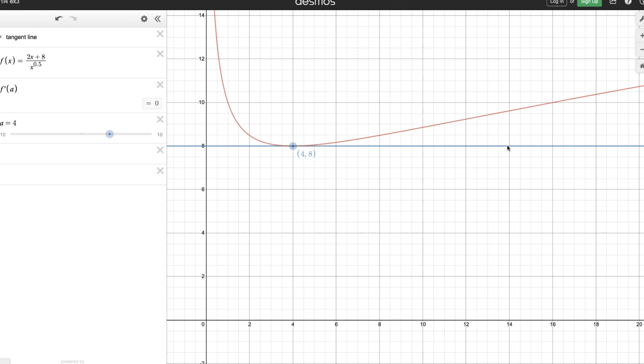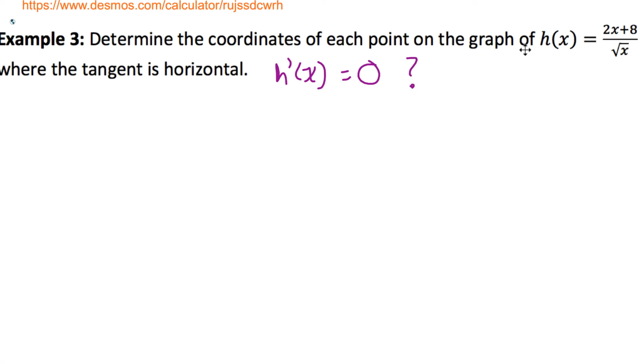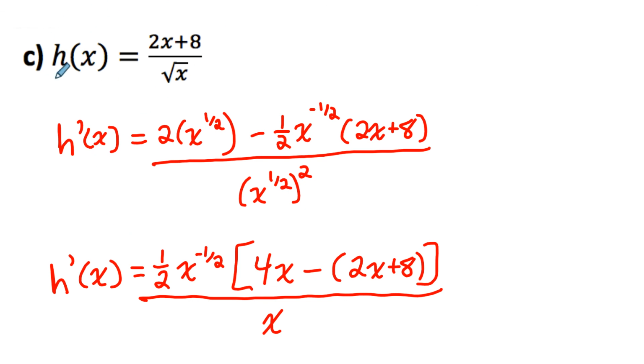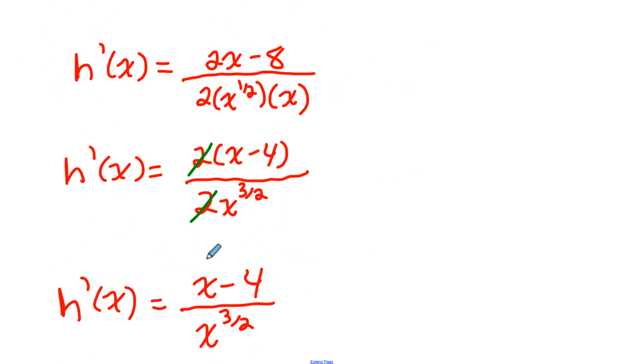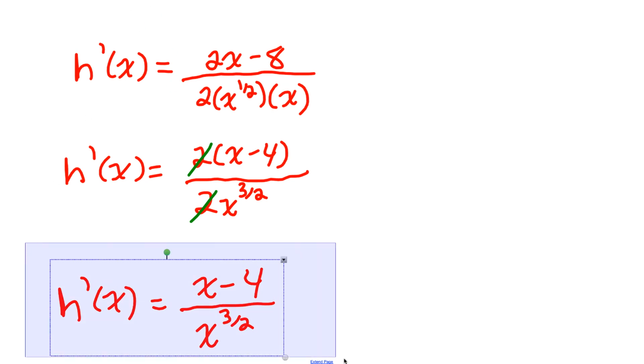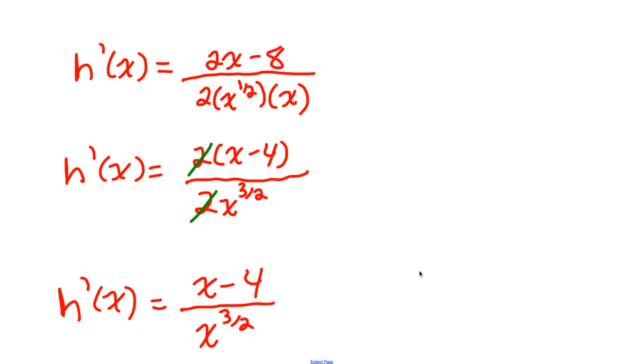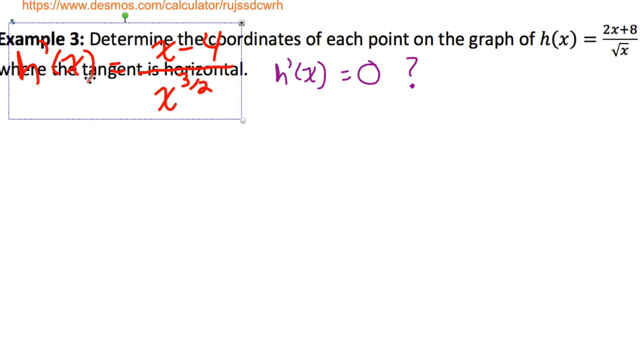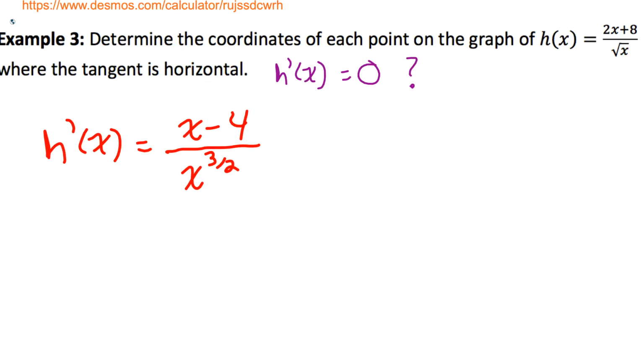So how are we going to figure that out algebraically? Well, we need the equation of the derivative. I think this is a function we already differentiated earlier in the lesson. Yeah, it's part C right here. We already differentiated that function. This is the derivative: h prime of x equals x minus 4 over x to the 3 over 2. Let me just copy and paste that over. We already have the derivative. So I'm interested in when this is equal to 0. For what value of x does this derivative become 0? So I just set this to 0 and solve.